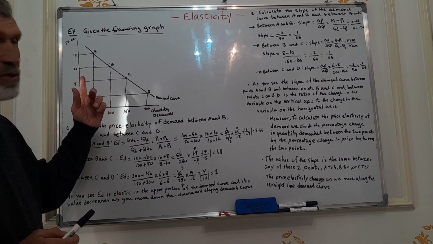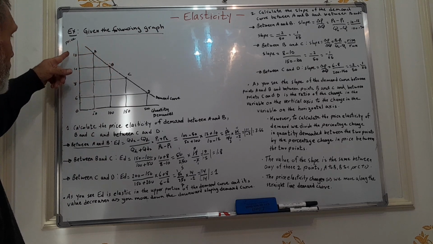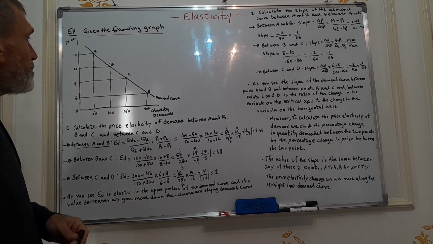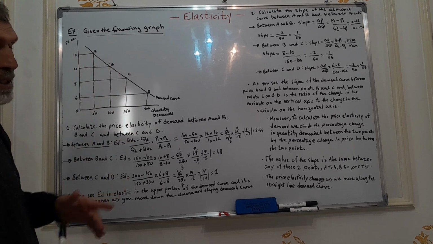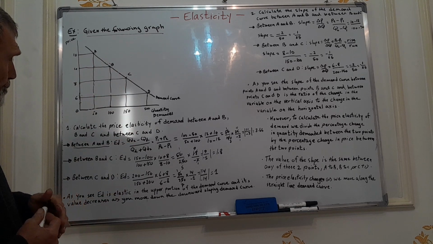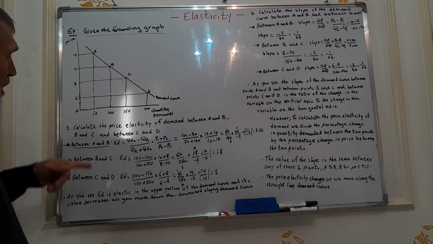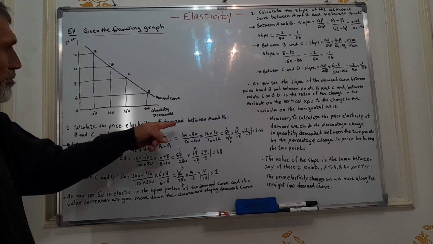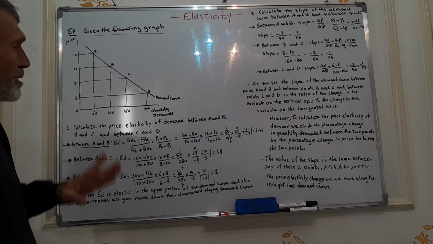So we have an example over here, as you can see. It says, given the following graph, as you see, this is a graph of the demand curve. It's a downward sloping demand curve, and you have A, B, C, and D. Of course, the quantity demanded is along the horizontal axis, the price is along the vertical axis, and the first question says calculate the price elasticity of demand between A and B, B and C, and between C and D.